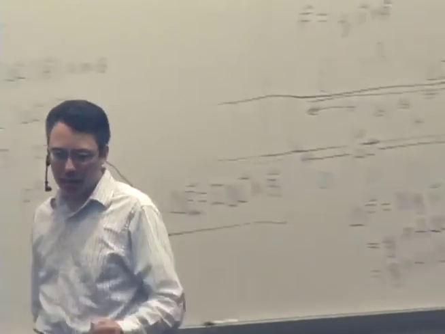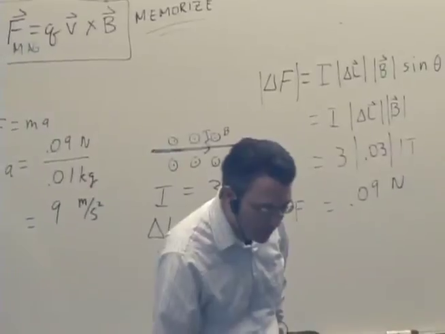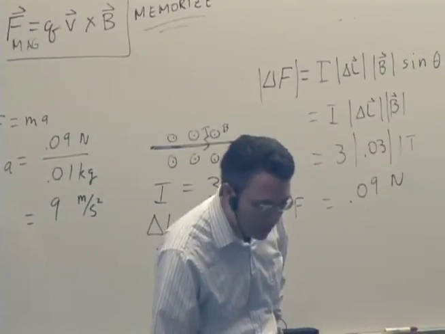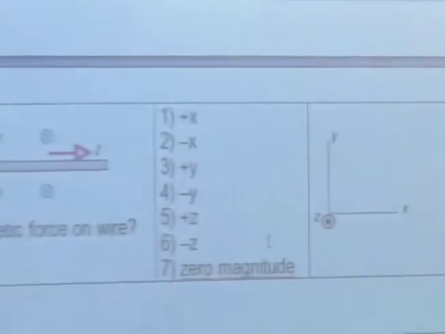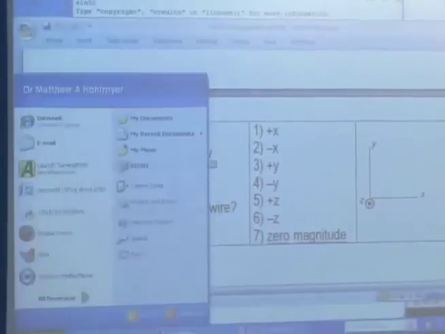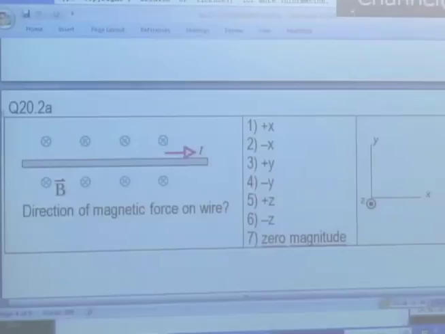Okay, maybe let's try one quick question on this, just to make sure we're okay. Well, we've basically done this, but let's do it again. So conventional current, capital I, pointing to the right, magnetic field into the screen. What's the direction of the magnetic force on the wire?